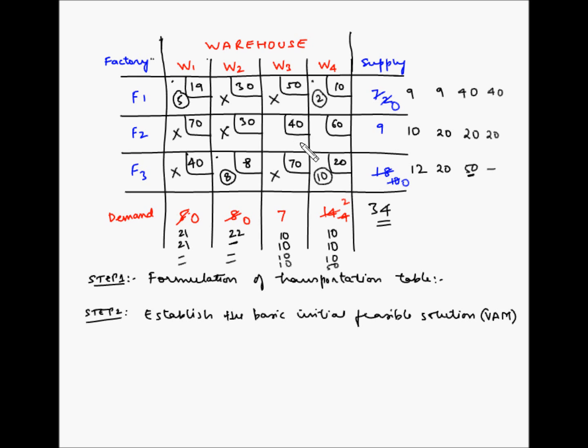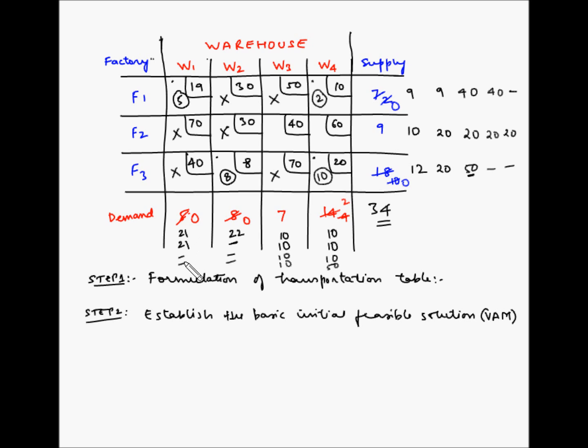So now we only have one row remaining which has unallocated cells, which is F2W3 and F2W4. So now let's again evaluate the opportunity cost for the remaining rows and columns. So F1 can be ignored. For F2, the lowest is 40 and the next lowest is 60. So the opportunity cost is 20. For F3, you can ignore because everything is already allocated.